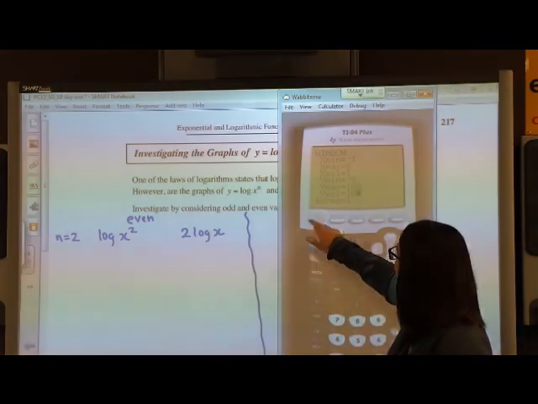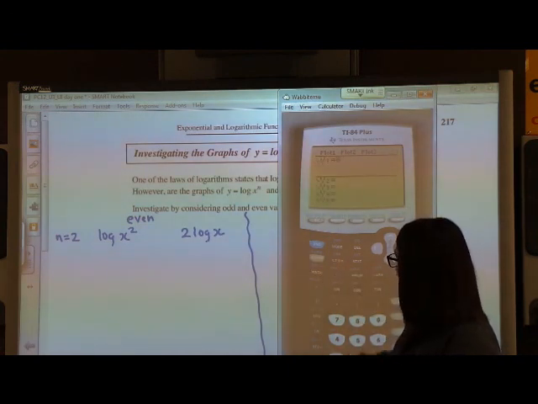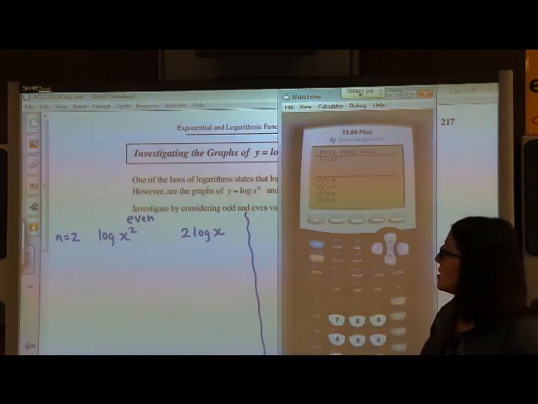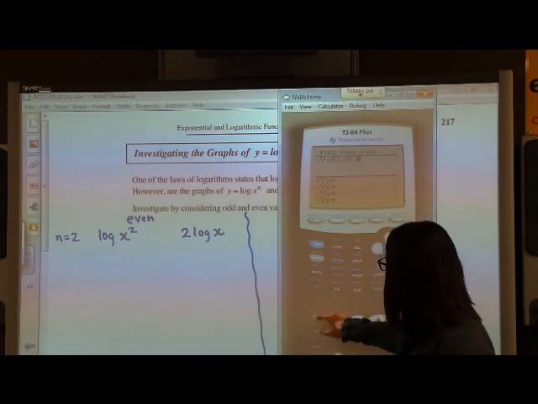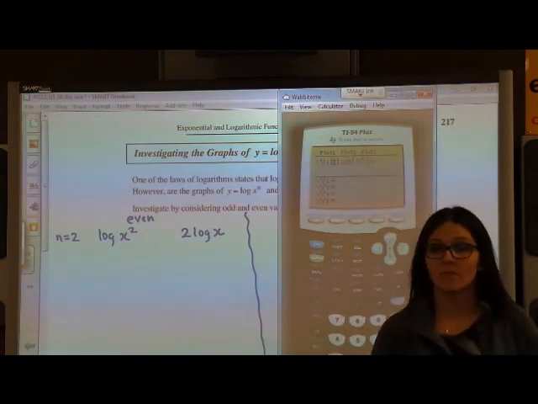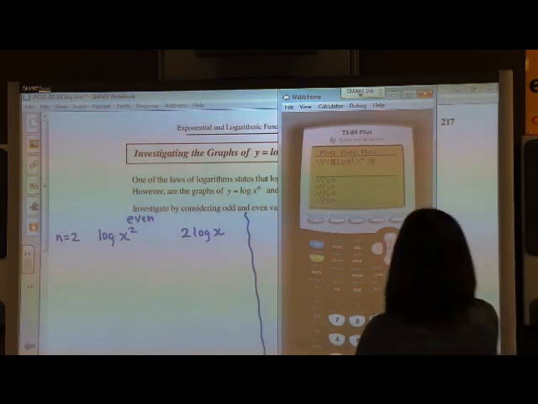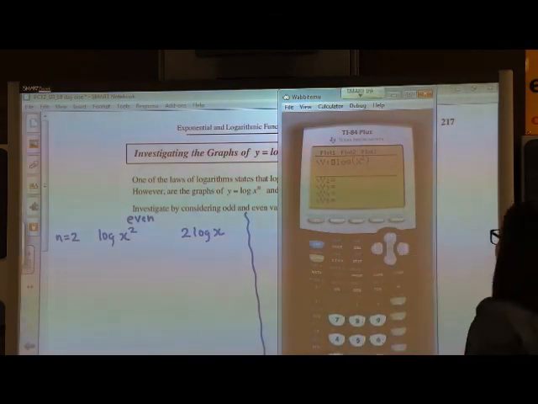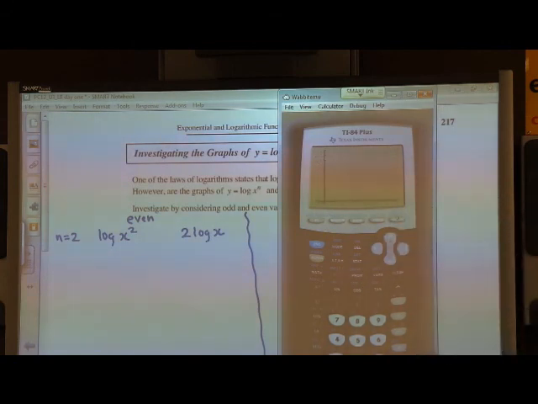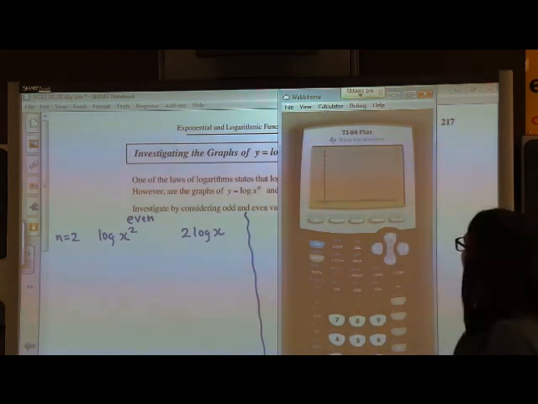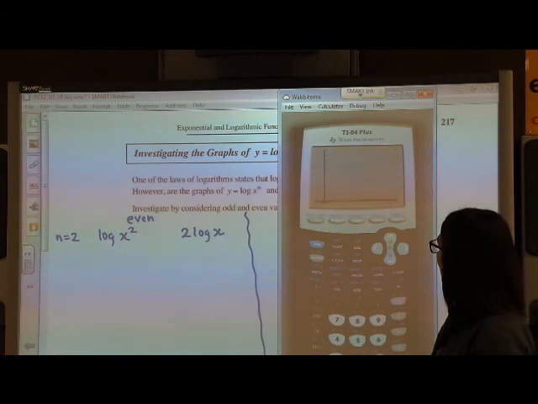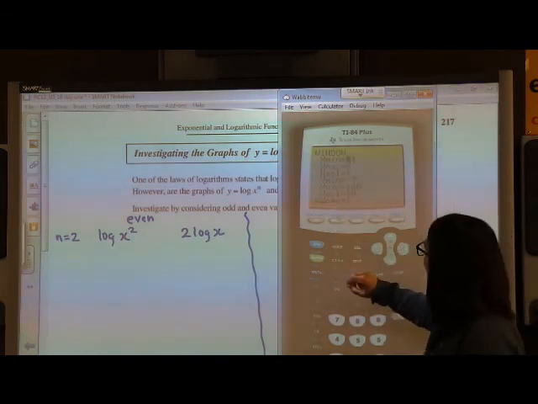So when we go to graph this, we're going to use the log button. We're going to start off by graphing log x squared, and the x squared is in brackets. If I press graph, I did put it too high. Okay, we need to change our window settings.